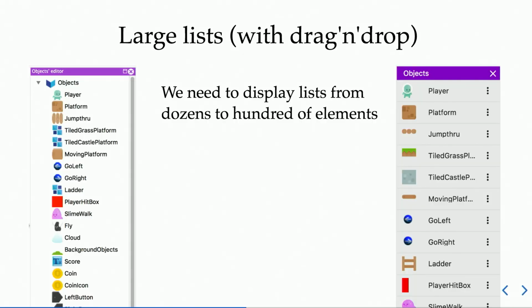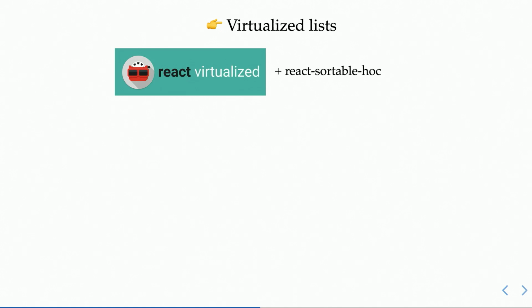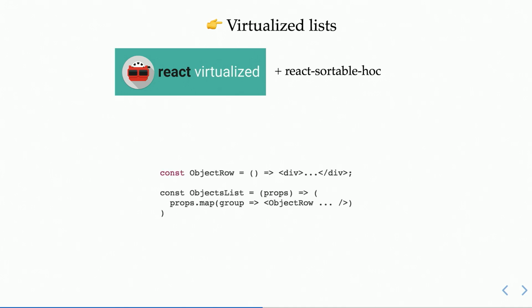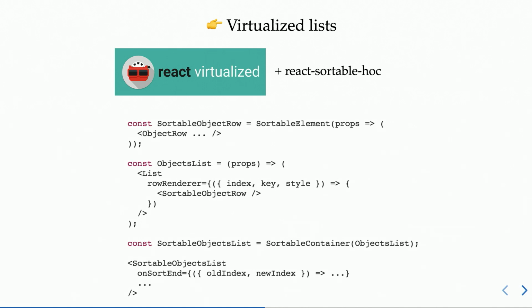Next thing to see is I want to display quite large lists with drag and drop, and these lists can be from dozens to hundreds of elements. Here, for example, it's the list of objects. The answer for this was to use a virtualized list. So for example, I've used React Virtualized plus this library called React Sortable HOC. The idea is that instead of having your list, which is just a .map on the rows of the list, you're wrapping it into React Virtualized and React Sortable HOC components.